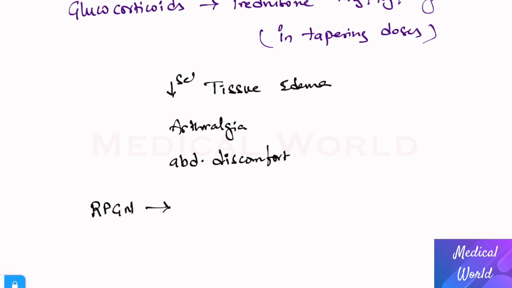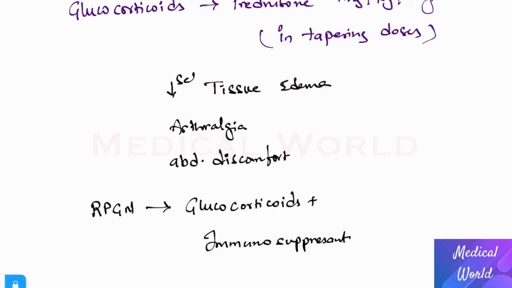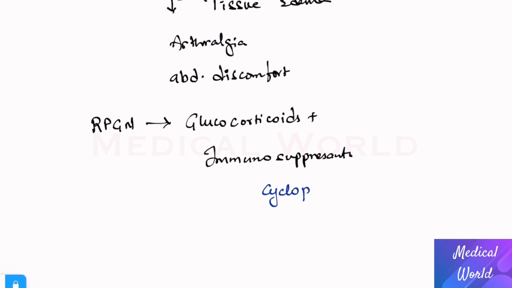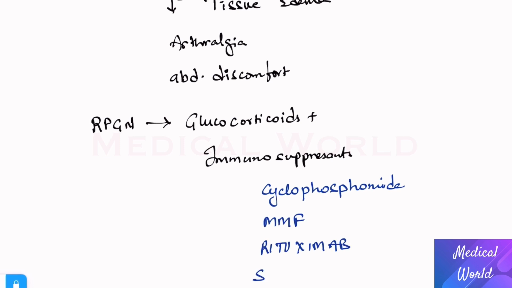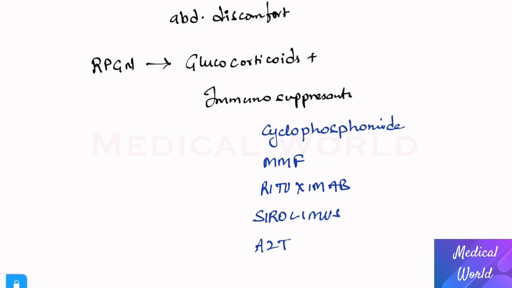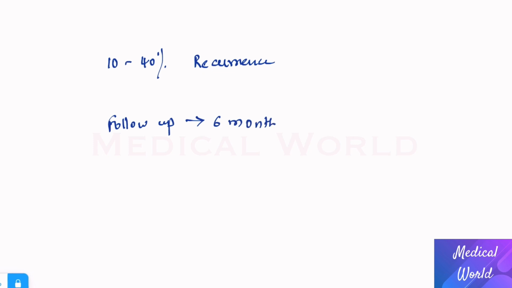If a patient of HSP develops rapidly progressive glomerulonephritis, we should start glucocorticoids plus some immunosuppressants also. The immunosuppressants we generally give are cyclophosphamide, mycophenolate mofetil, rituximab, sirolimus, azathioprine. So this is the basis of HSP, and 10 to 40% of those who had HSP will have a recurrence. We have to ask the patient for follow-up every 6 months to check for proteinuria and any abdominal vasculitis-like things. So we have to evaluate further.